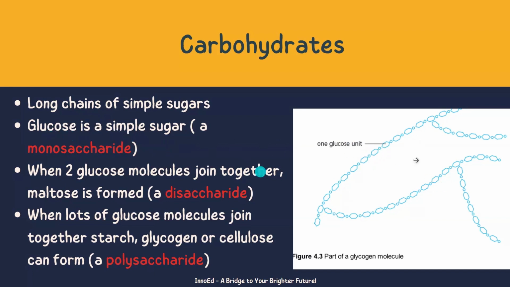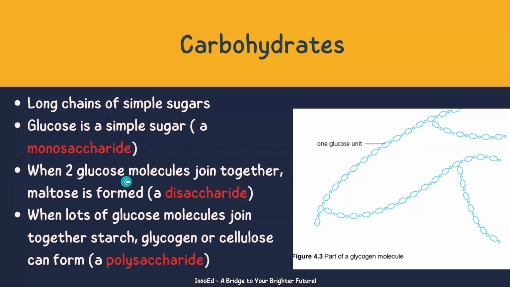Since glucose is just one ring here, you can see only one ring, that's why it is called monosaccharide. Mono means one, saccharide means sugar. So monosaccharide means one sugar. So it is a simple sugar.